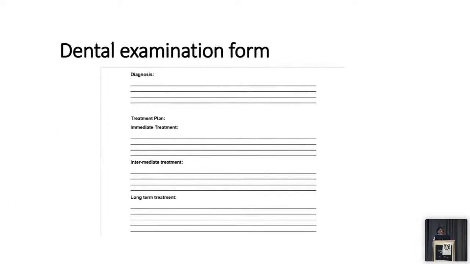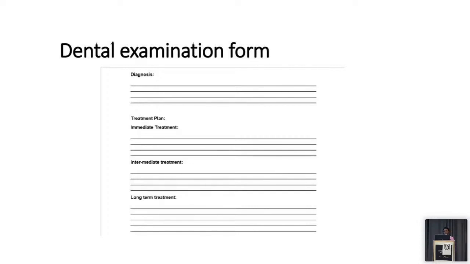Still part of the dental examination form, once you've collected all your information, then you can put down your diagnosis. From the diagnosis, you have your treatment plan. Immediate treatment plan, what are we doing immediately on this patient? What are we doing intermediately? And what are we doing in the long term?